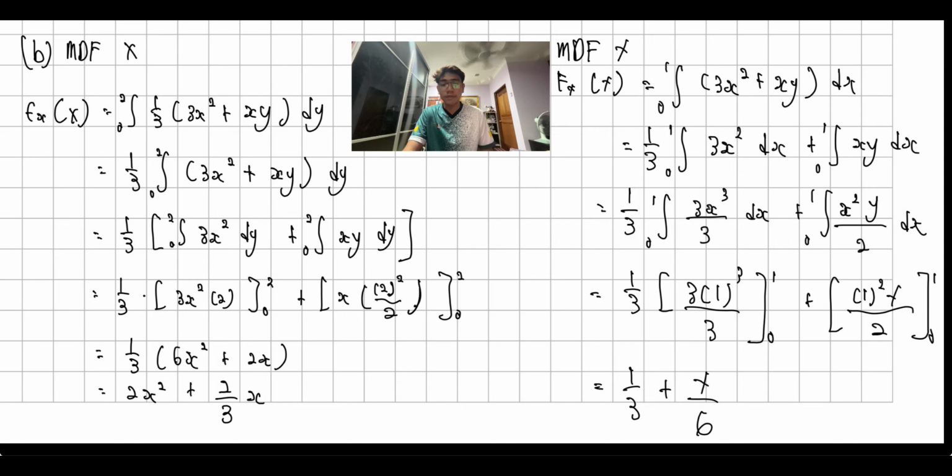For question B, the marginal density function of X is obtained by integrating the joint density function with respect to y over its range. Similarly, the marginal density function of Y is obtained by integrating the joint density function with respect to x over its range. This integration yields for f(x) 2x squared plus 2 over 3 x, and for f(y) equals 1 over 3 plus y over 6.